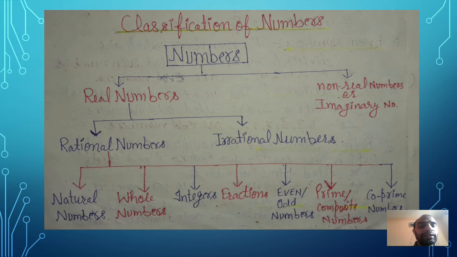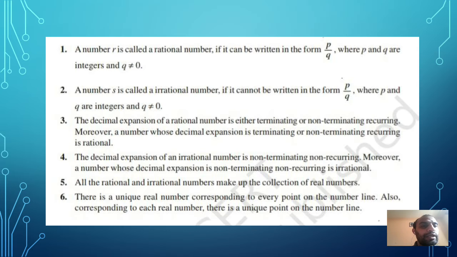Some basic concepts are here, like the rational number is divided into further categories: natural number, whole number, integer, fraction, even number, odd number, prime number, composite number, and co-prime numbers. These are some basic terminology of the chapter that you are now able to define, as we completed this chapter. So let's see how we started.